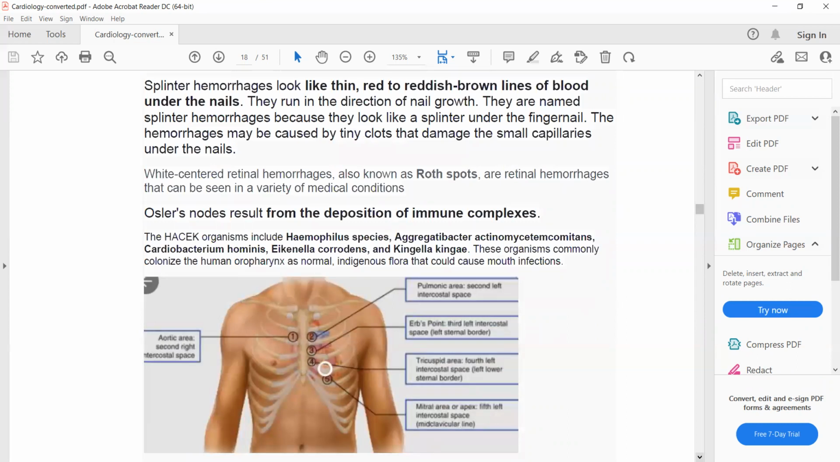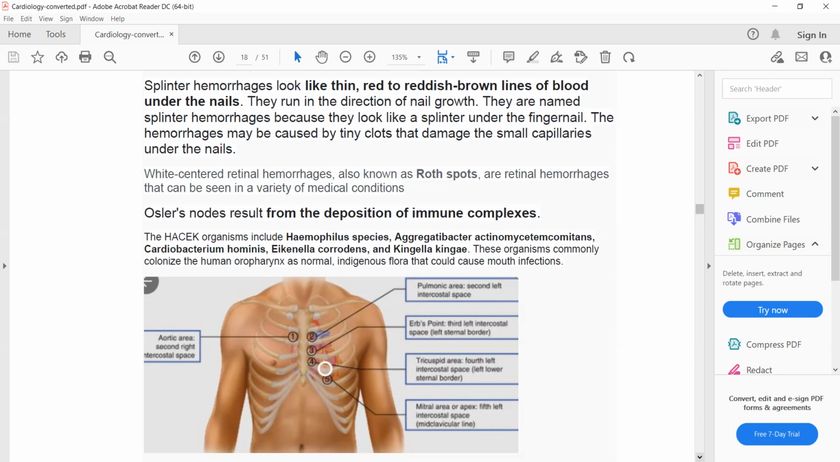Sir, can you please repeat the treatment? Treatment is simple: amoxicillin plus low dose gentamicin if native valve endocarditis, and if there is allergy to penicillin, or if MRSA species are suspected, or if there is severe sepsis, then we will use vancomycin in place of amoxicillin. And in case of prosthetic valve endocarditis, we will use vancomycin plus gentamicin plus rifampicin.